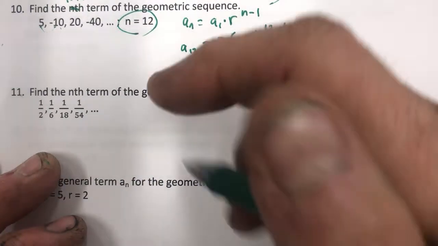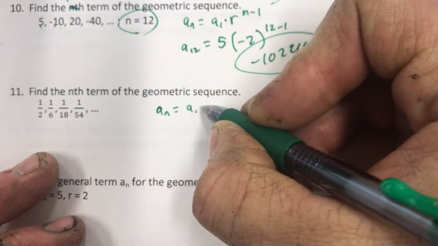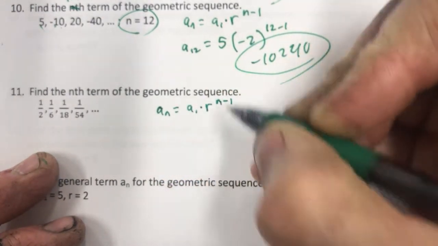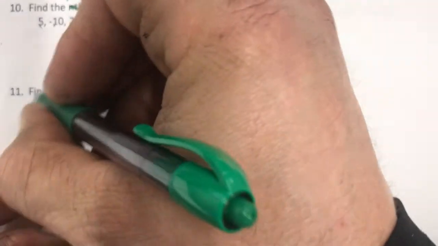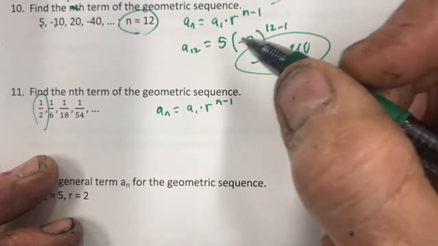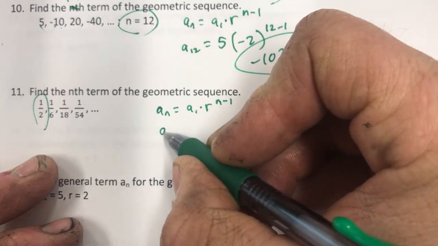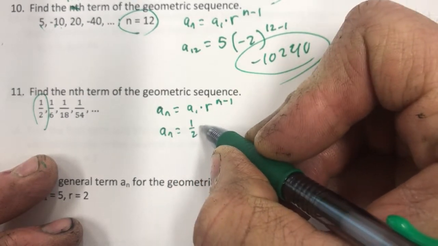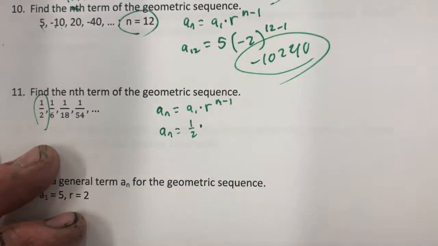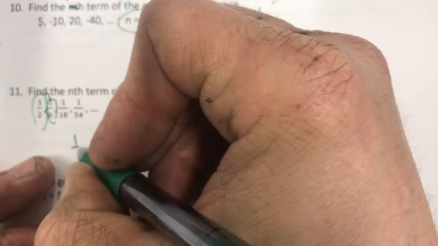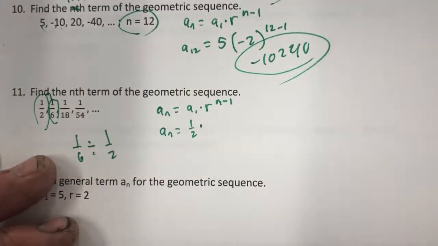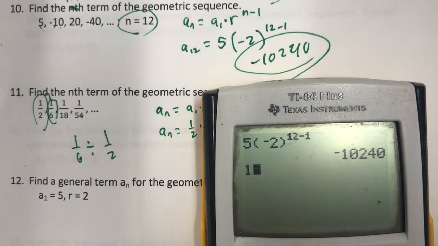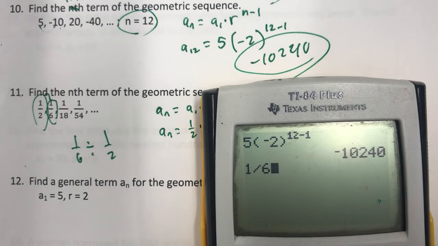All right, find the nth term here. So a sub n equals a sub 1 times r to the n minus 1 power. All right, there's my a sub 1 right there. So a sub n equals 1/2 times my r. Okay, so I'm going to have to take 1/6 divided by 1/2 to figure out the r. So 1 divided by 6. So 1/6 divided by, and then this is going to be in parentheses.